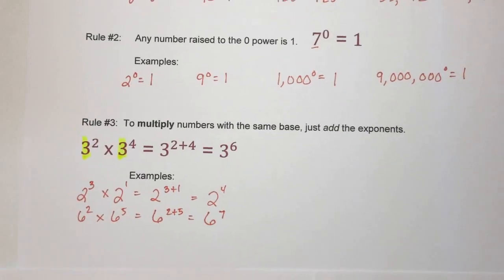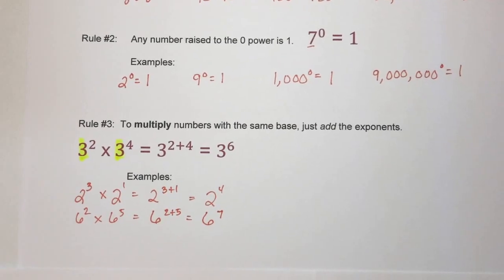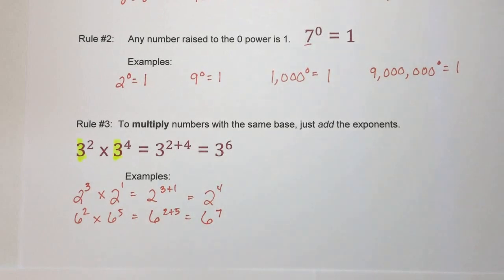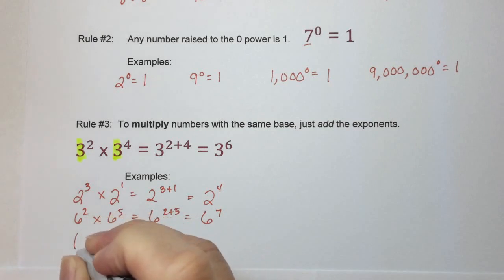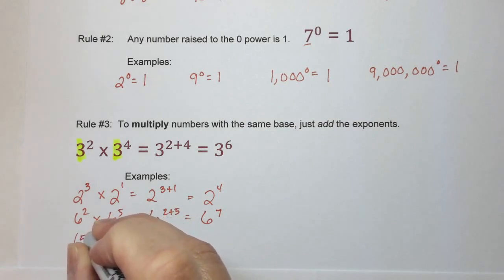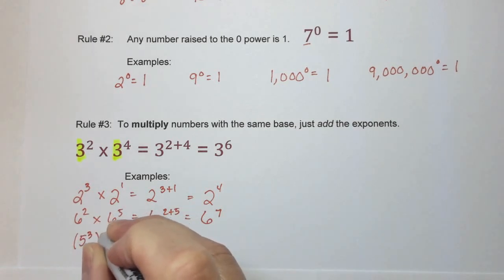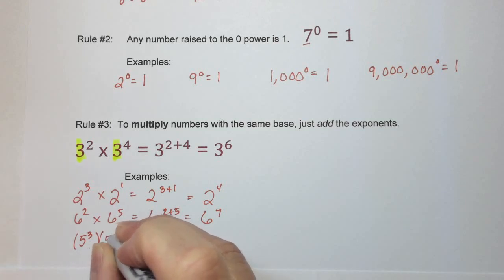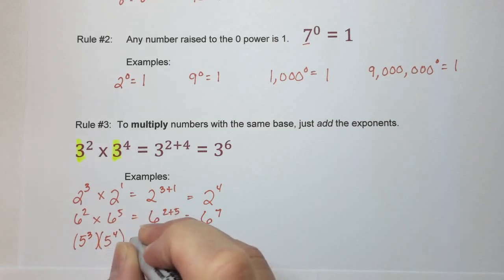Now I'm going to show you one that has a multiplication written a little bit differently. If you'll remember back to Math 4, you know that multiplication can be shown in several ways. It can be shown with this little X symbol. It can also be shown with parentheses. Let's try 5 to the power of 3 times, say, 5 to the power of 4.